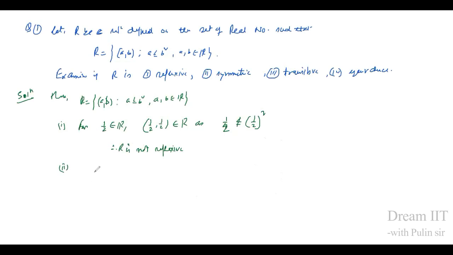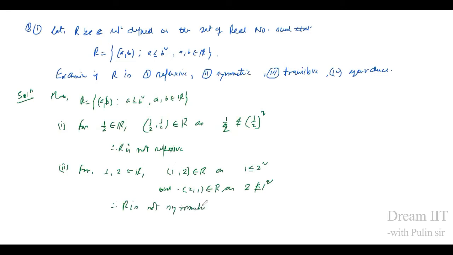Symmetric is very obviously not true. Take 1 comma 2 belonging to the real numbers. (1, 2) belongs to relation R as 1 is less than or equal to 2 square, but (2, 1) does not belong to R as 2 is not less than 1 square. Therefore R is not symmetric. Please see this.